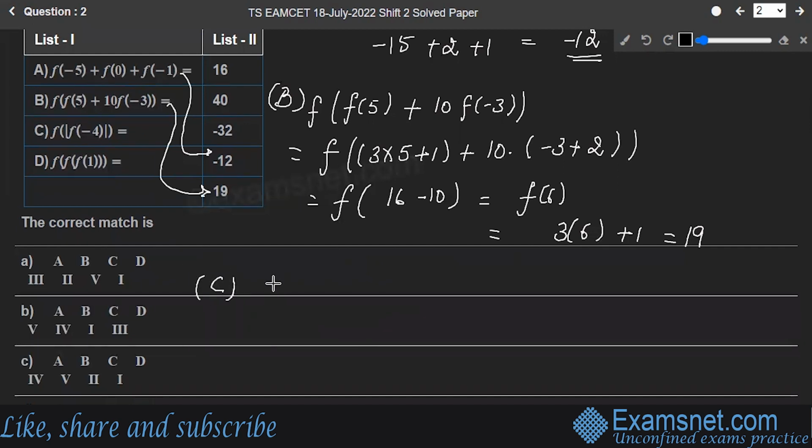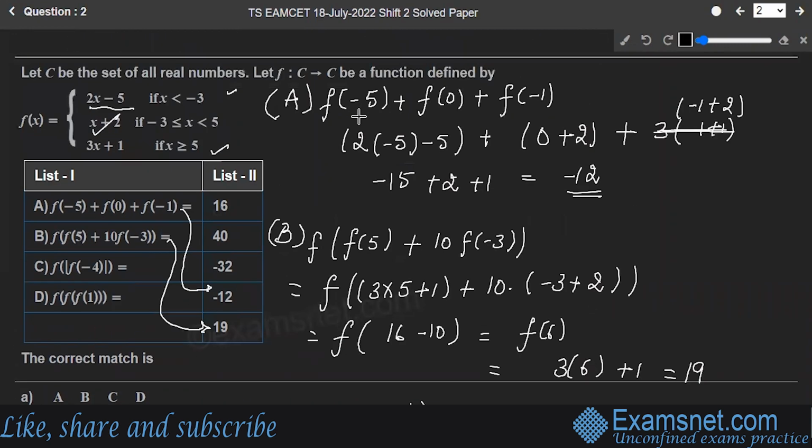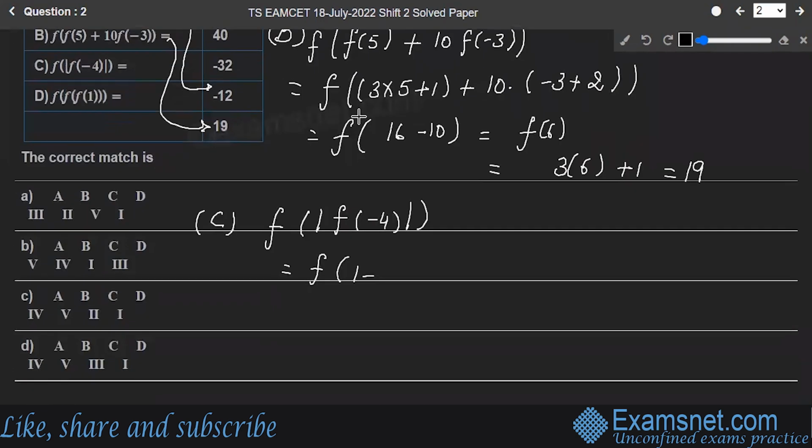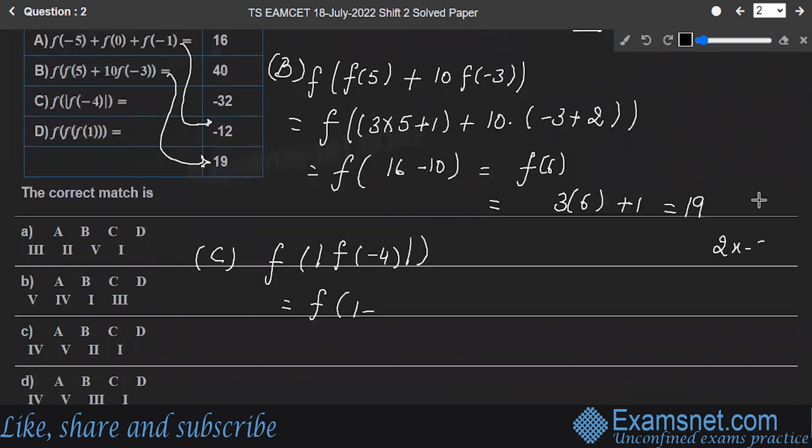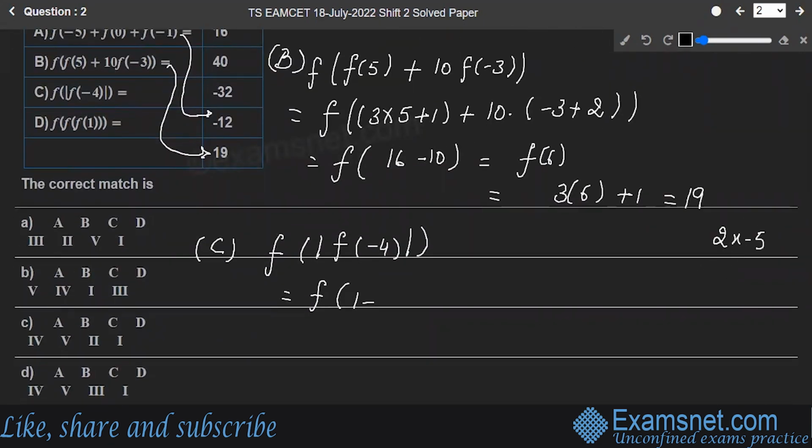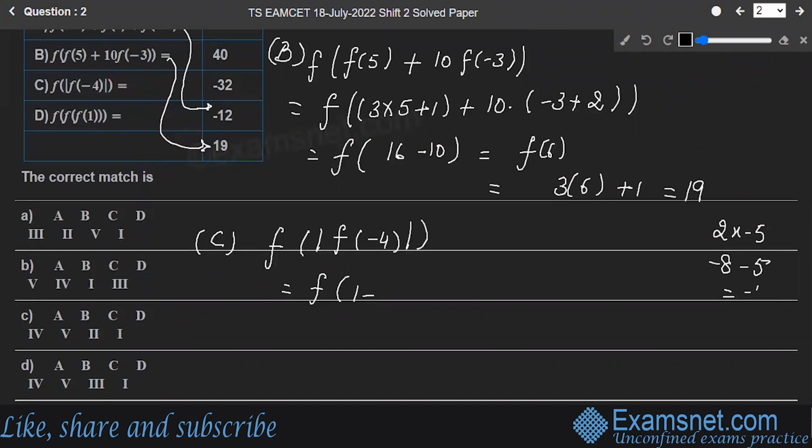Let's go with the C part. It says f of modulus of f of minus 4. Okay, so this will be written as f of modulus of minus 4. I'll pick up, for x less than minus 3, the 2x minus 5 function. So this will be modulus of 2x minus 5, so this will be modulus of minus 8 minus 5, which is minus 13. So this is equal to minus 13, right? Now f of modulus of minus 13 will be given by 3 into 13 plus 1. Since it's a mod function, the negative sign will go away and you will have 40 for this. So this matches with this.